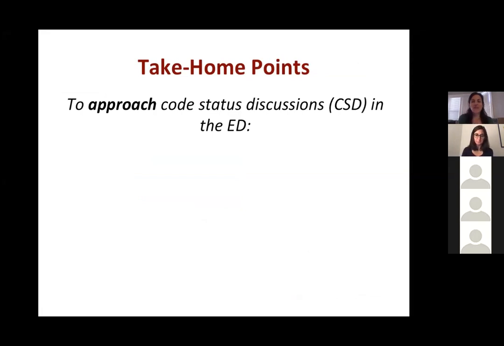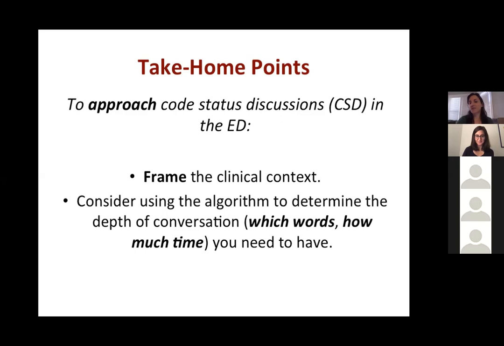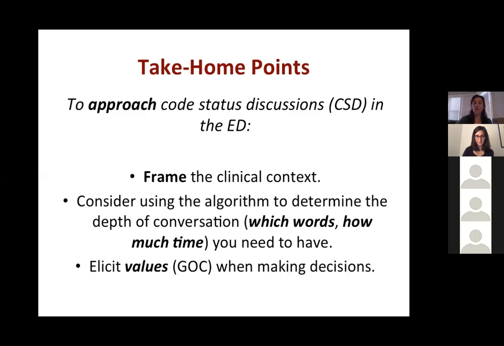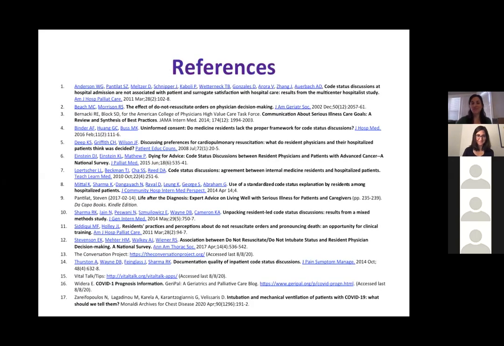Timing is perfect. So some take-home points from the last hour. When you approach code status discussions in the ED, think about framing the clinical context before you enter that conversation, and make it a little bit more comfortable for you and the patient to go there. Consider using this algorithm or the versions that you guys suggested in the chat to determine the depth of conversation that you need to have, how much time you need to spend, and when it's really important to elicit actual goals of care in making decisions and not just a code status order. And then finally, please document your discussion, whatever it was. Some references, and that's it.